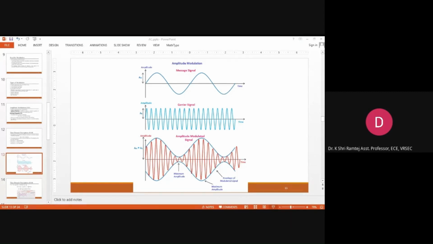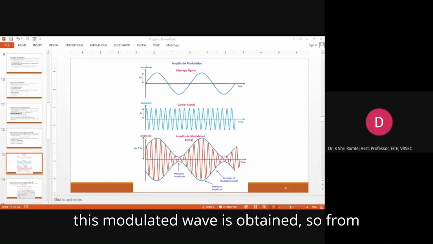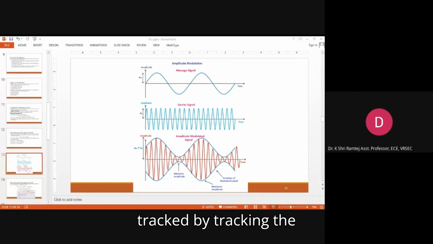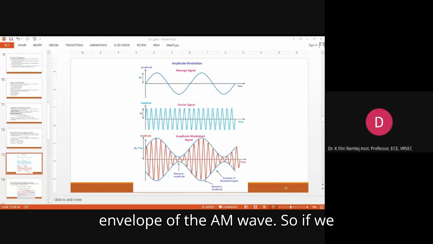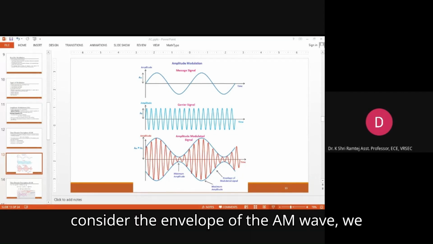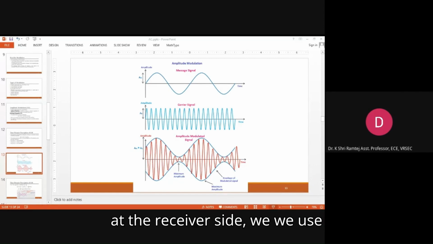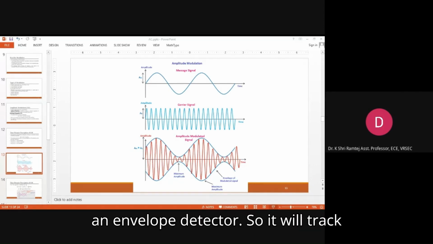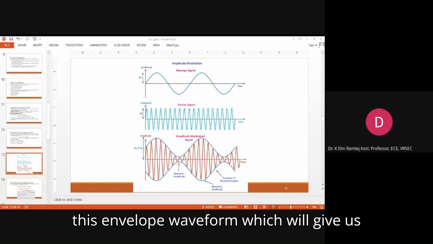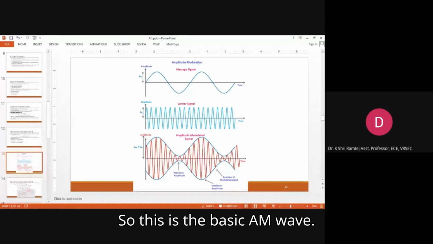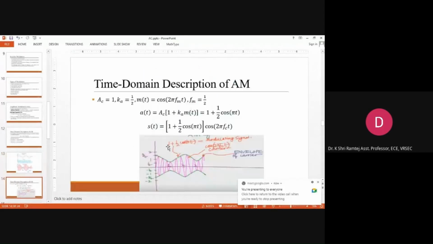So once this modulated wave is obtained, the message signal can be easily tracked by tracking the envelope of the AM wave. So if we consider the envelope of the AM wave, we can easily track the message signal. So at the receiver side, we use an envelope detector. It will track this envelope waveform, which will give us the message signal. So this is the basic AM wave.